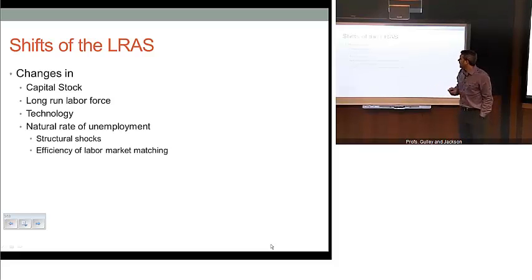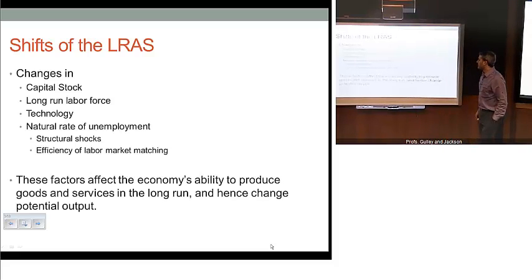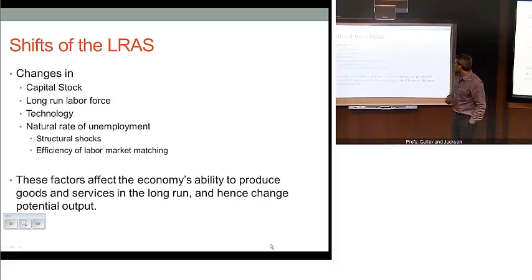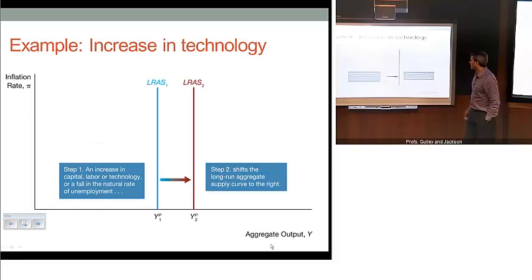And this can change due to things like structural shocks. From the financial crisis, we saw a big run-up in the unemployment rate, which resulted in an increase in structural unemployment. That can lead to long-term job loss and people leaving the labor force. And then also efficiency of labor market matching. That can also impact the natural rate of unemployment. So when we put all of this stuff together, that means that these factors really affect the economy's ability to produce goods and services. And in the long run, it really can act to change the potential level of output.